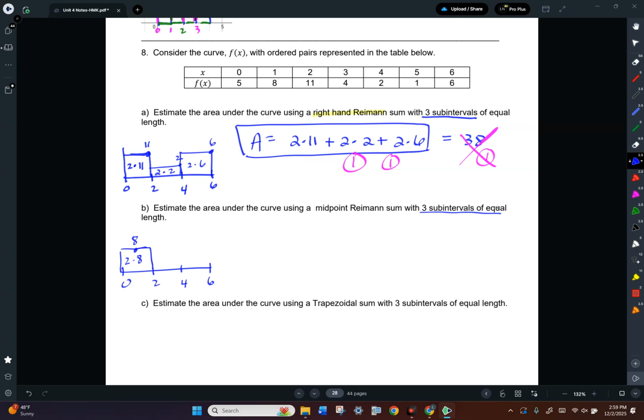And then the midpoint between 2 and 4 is x equals 3. Well, the height at 3 is 4. So that's going to be a 2 by 4. And the midpoint between 4 and 6 is 5. And that's a height of 1. So that rectangle is going to be a 2 by 1. So my area is 2 times 8 plus 2 times 4 plus 2 times 1.